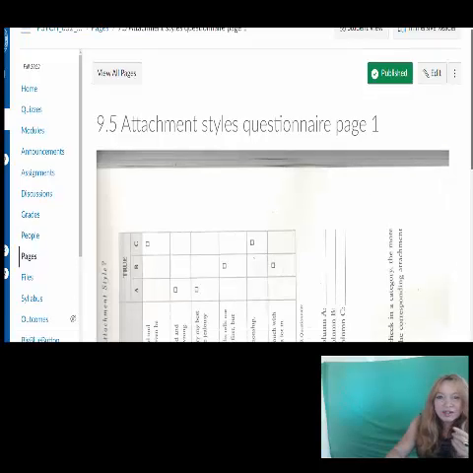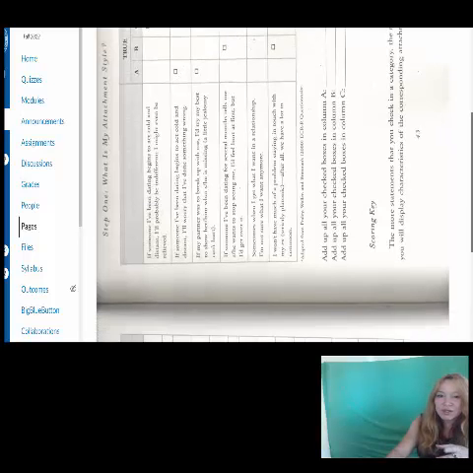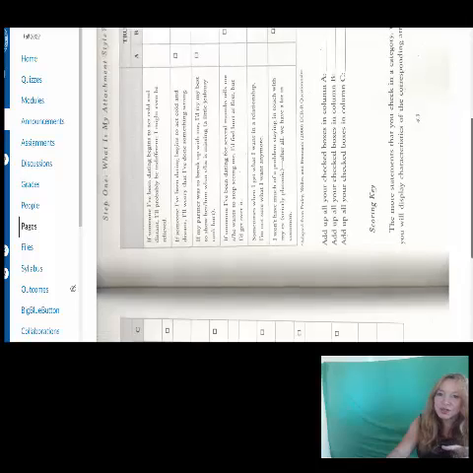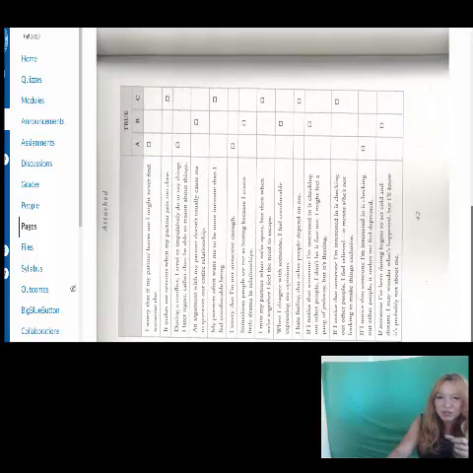Next. Okay, so you see how there's little boxes here? That's showing you which statement goes with that particular score. If you mark true in this one, then you would have an A score. So what you do is answer these true or false, and the ones that you answer true, you put a check mark in the box that's available.